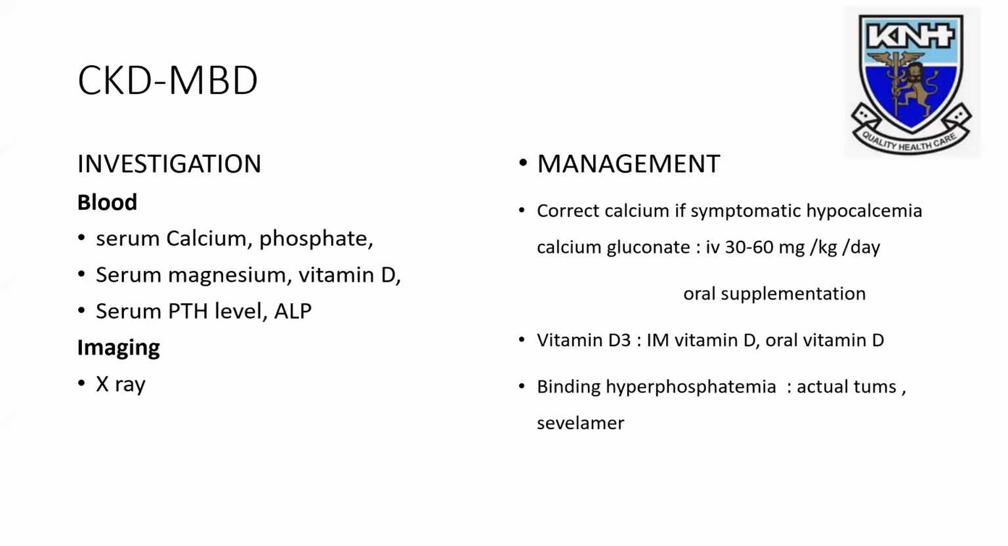Always correct calcium if symptomatic, so you give calcium gluconate IV at a dose of 30 to 60 milligrams per kilo per day. You can also give oral supplementation, and always calculate an adequate dose, because in most oral supplements you may find 150 milligrams of elemental calcium in 5 ml of the solution. So you adjust the dose according to the daily requirement of calcium. You can give vitamin D, either IM or oral. And also remember to bind the hyperphosphatemia.